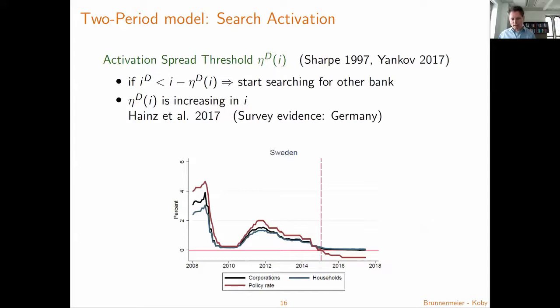Essentially what's going on is that if you see the deposit rate, so the policy rate is this dark red line. And for corporations and even for households, essentially the deposit rate went to 0, but didn't go negative. Okay. I'll come back to Sweden because Sweden is special.